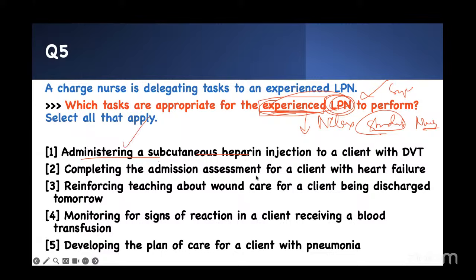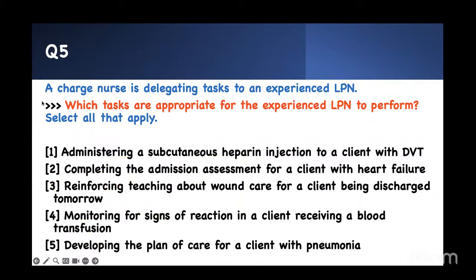Completing the admission assessment, they cannot do that, right? They can reinforce teaching. They can monitor a client for signs of reaction during a blood transfusion, but they cannot develop the plan. The easy way to remember it is MMR: most medications. They can do special tests, they can provide tube feeding, they can reinforce, they can monitor, and they can give most medications. Those are the functions of the LPN.